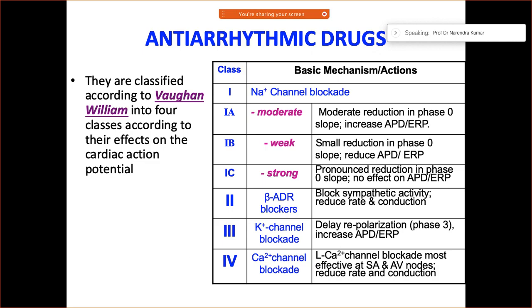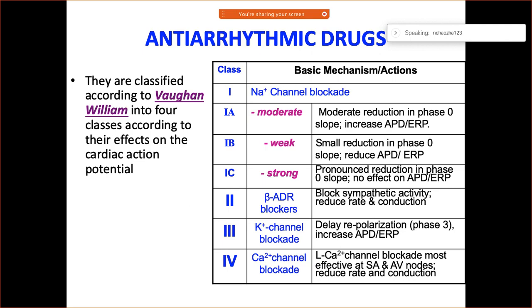1A is more of a moderate blocker. In fact, there is a moderate reduction in the phase 0 slope. That's why it increases the action potential duration or even the effective refractory period. However, 1B is weak and 1C is very, very strong, in fact.